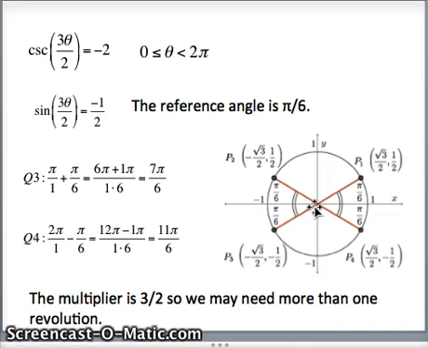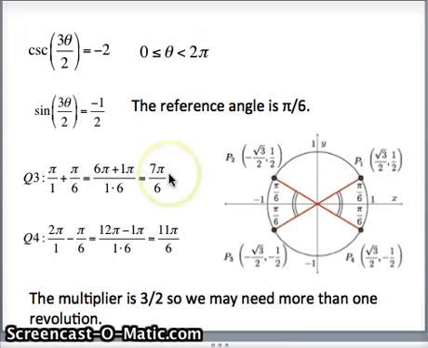But we may need more than one revolution. You'll see the multiplier on theta is 3/2. So normally speaking, our rule is we're going to need 1.5 revolutions, or we may need 1.5 revolutions. Let me go ahead and just do 2 full revolutions, and then we'll see which of our values are still between 0 and 2 pi.